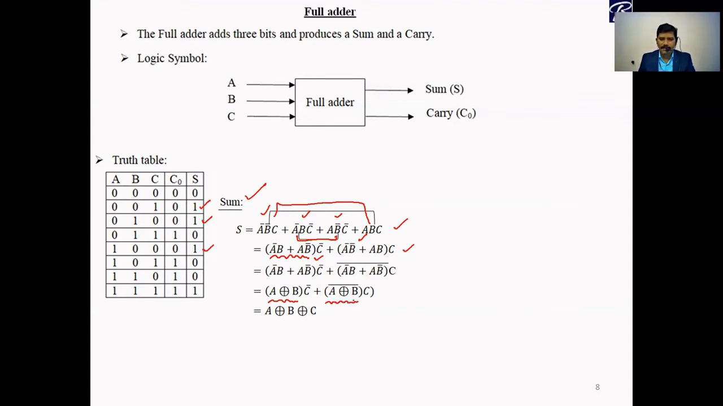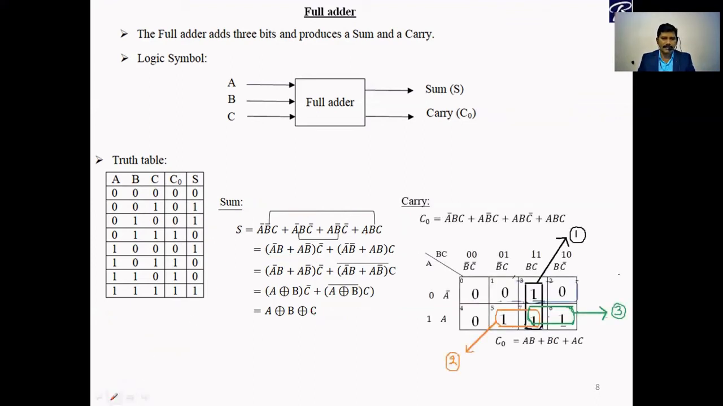So how does it look now? Let us assume this one part is X. Sum is X C bar plus X bar C, nothing but X XOR C. That means X is nothing but A XOR B. So sum is nothing but A XOR B XOR C, which is an XOR operation of 3 inputs.